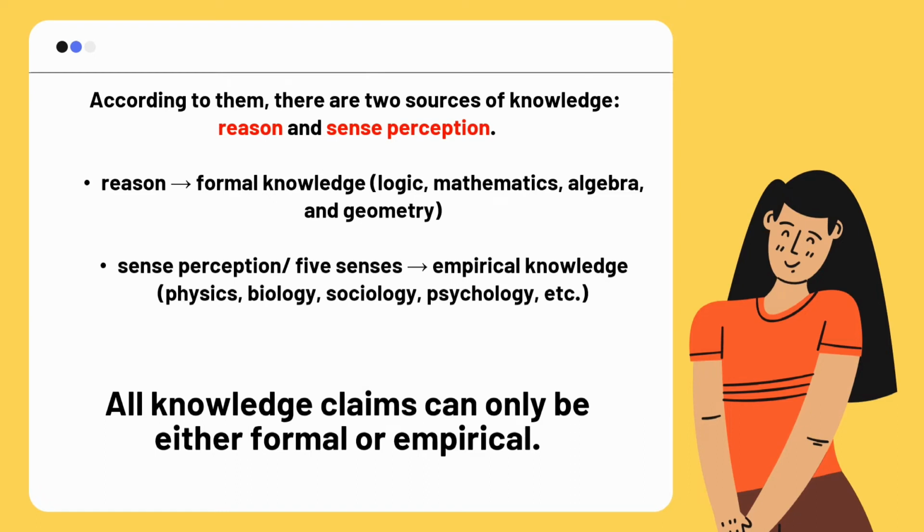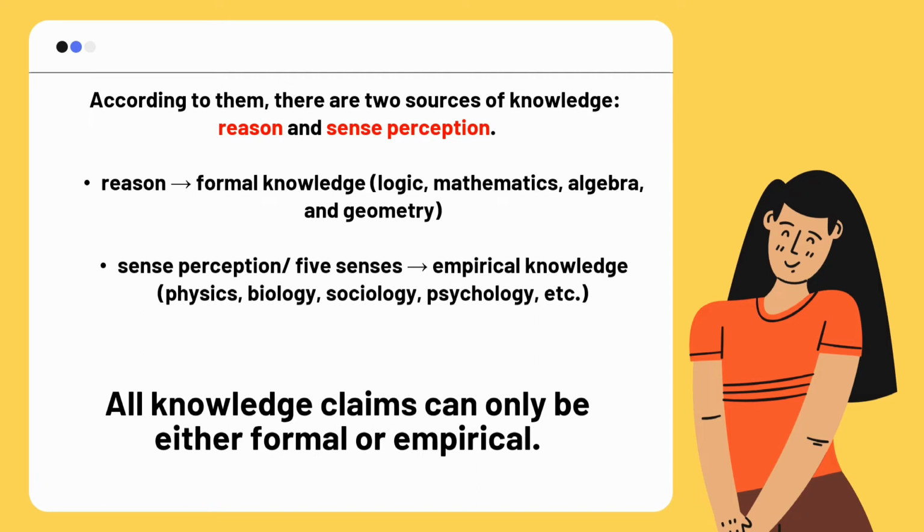According to the two sources of knowledge are reason and sense perception. From the faculty of reason, we have the formal knowledge. The typical examples of formal knowledge came from logic, mathematics, algebra, and geometry. And from the sense perception, mainly the five senses, we have the empirical knowledge. The typical examples of empirical knowledge came from the natural and social sciences, like physics, biology, psychology, and etc.